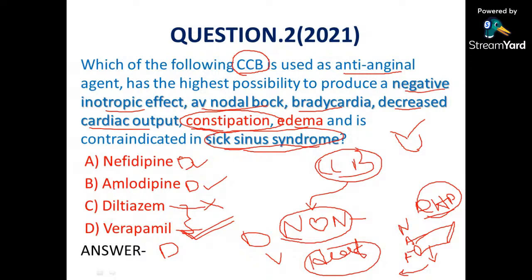Among the following calcium channel blockers, which of the following drugs shows negative inotropic effect? All these negative inotropic effects, nodal block, bradycardia, and reduced cardiac output, show actions on the heart. Here, nifedipine and amlodipine are not showing actions on the heart. So from the remaining two options, diltiazem and verapamil, both will act on the heart. And among these two, we have to select verapamil because verapamil shows constipation, whereas diltiazem has no constipation side effect.